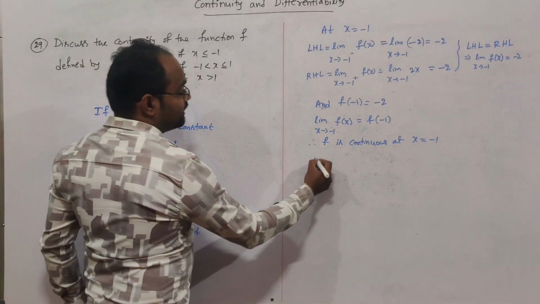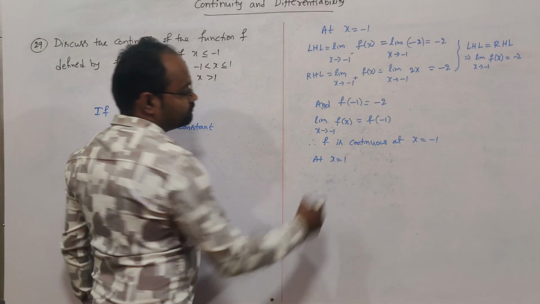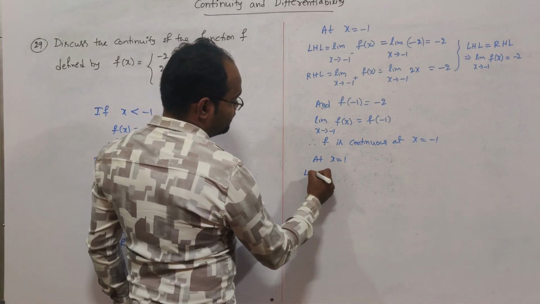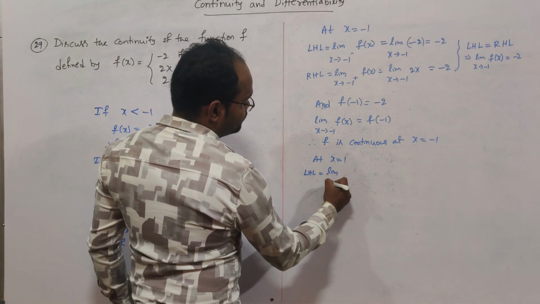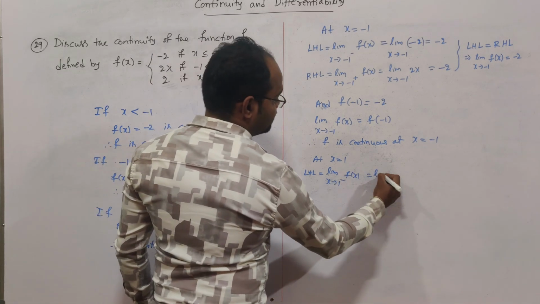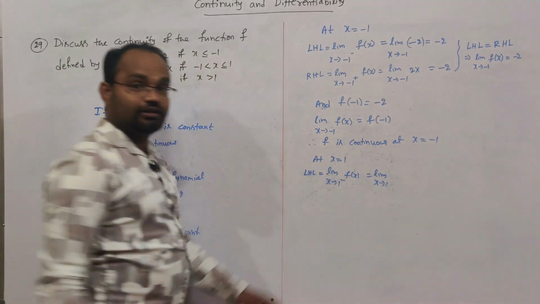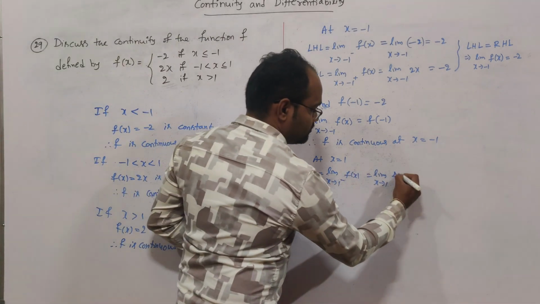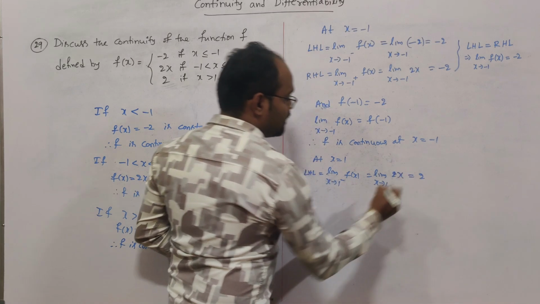Then at x is equal to +1, what does LHL become? Limit as x tends to 1 minus f of x, slightly less than 1. Limit as x tends to 1, slightly less than 1, the function is 2x, that is equal to 2. What did RHL become?